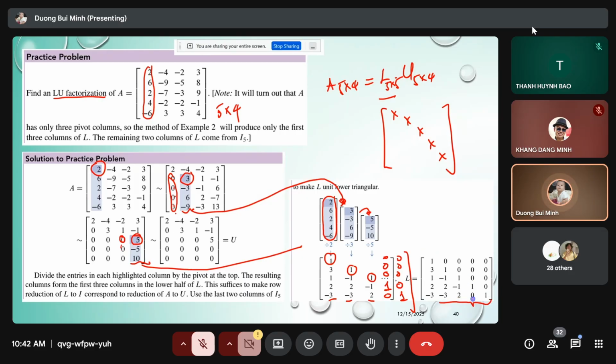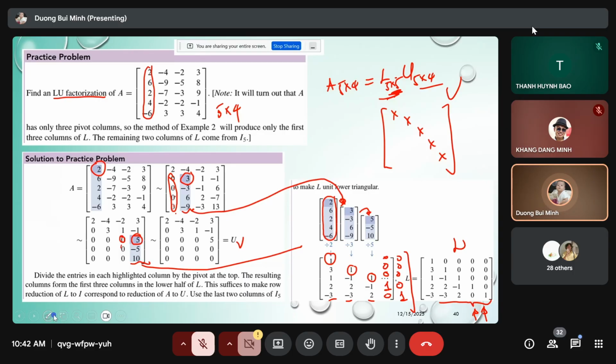That means these columns and this column come from the identity matrix. So now you can get L, and this one you can get U. Now we have L with 5 rows and 5 columns, and U with 5 rows and 4 columns. That's all. So remember that.